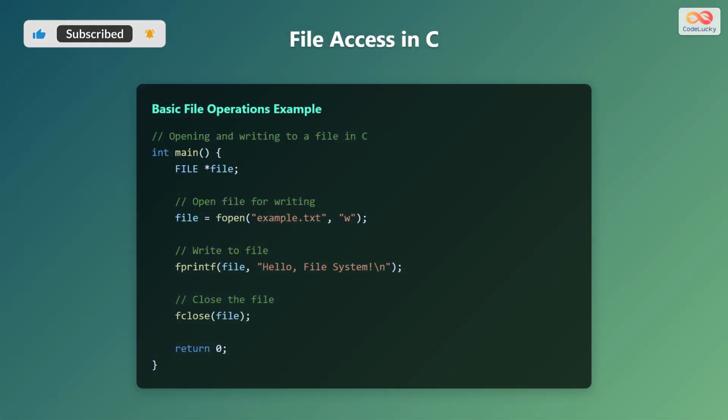Here's an example of how to perform basic file operations in the C programming language. First, we declare a file pointer, which is used to access the file. Then we open the file for writing using the fopen function, specifying the file name and the mode, which is w for writing. Next, we write to the file using the fprintf function, which takes the file pointer and the string to be written as arguments. Finally, we close the file using the fclose function to release the resources associated with the file. This example demonstrates how to open a file, write data to it, and then close it, which are fundamental operations when working with files in C.